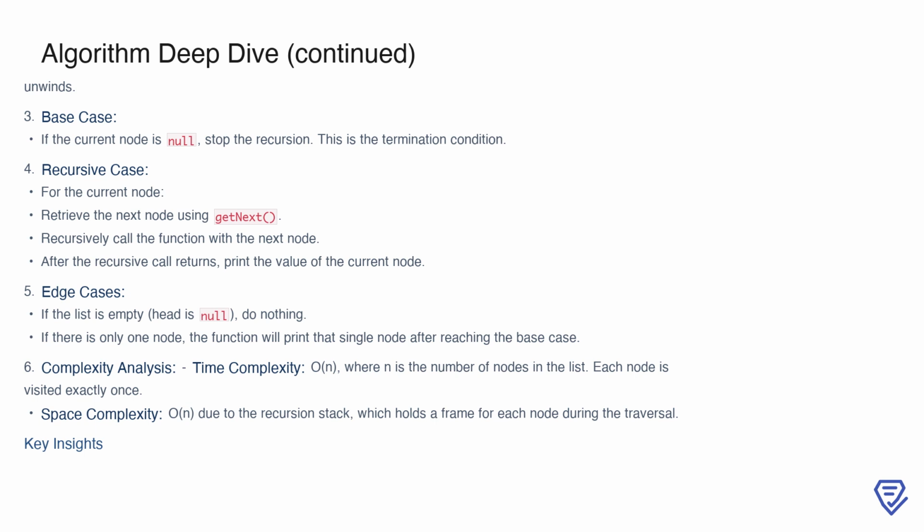For edge cases, if the list is empty, the function will do nothing since the head is null. If there's only a single node, the function will print that node after hitting the base case.